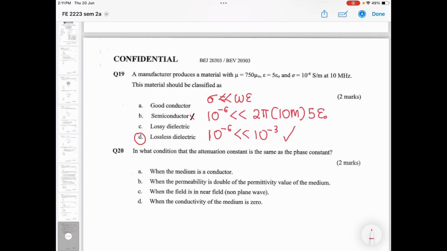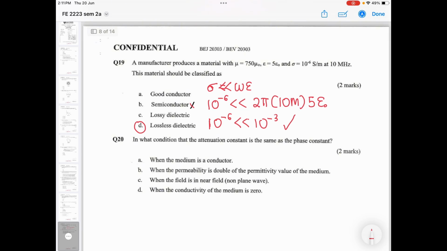In what condition is the attenuation constant the same as the phase constant? When the material is a good conductor. So this is the answer, and the others are not valid. You can check the formula. In a good conductor, the attenuation constant and the phase constant are the same. So this is question 20.